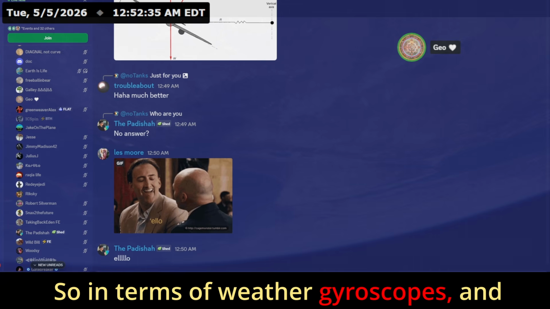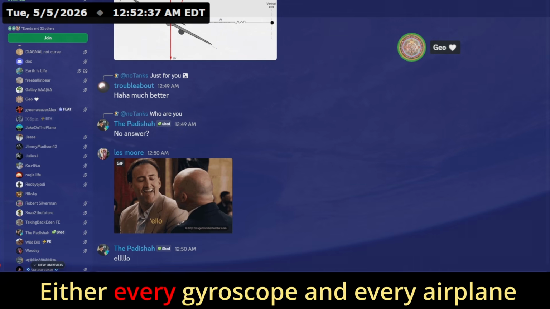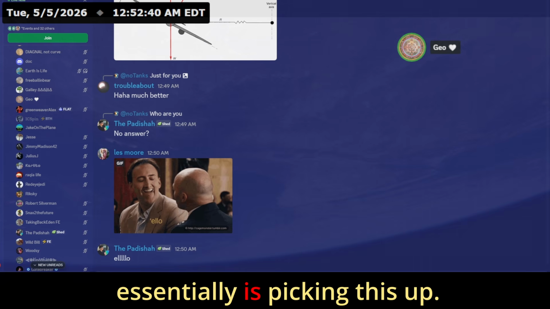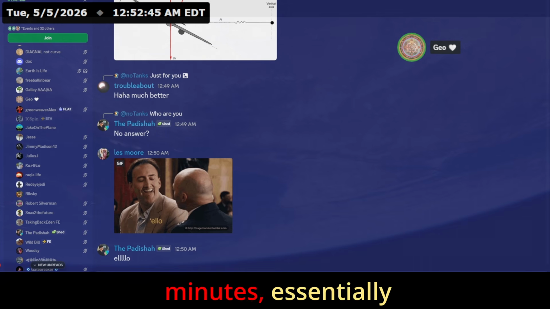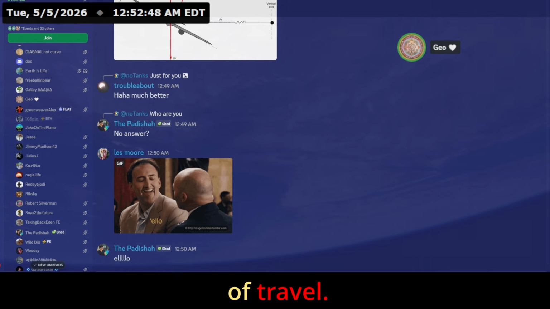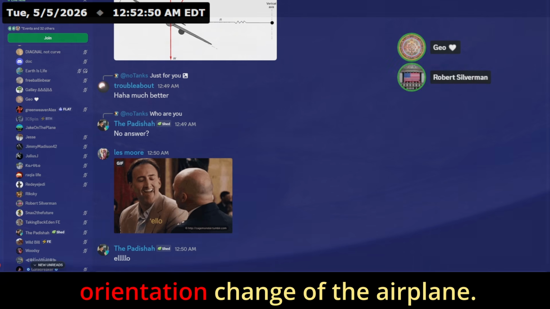So in terms of whether gyroscopes, and again, it's such a dramatic thing, either every gyroscope in every airplane is essentially picking this up, 1 degree every couple minutes, essentially 1 degree every 69 miles of travel. Yeah, a tilt, an orientation change of the airplane.